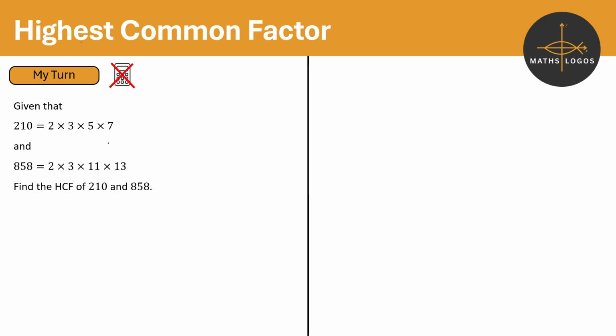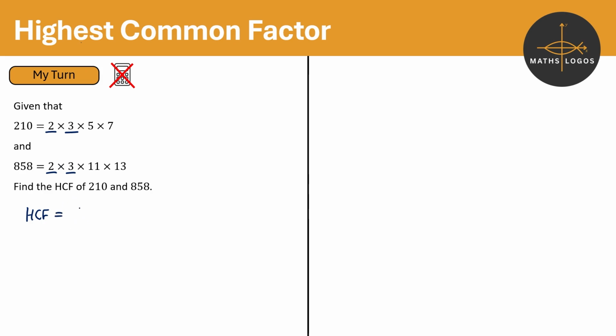What we want to do to find the highest common factor is to identify the prime factors that they share in common. If you notice, they both share a factor of 2 and they both share a factor of 3. We can use their prime factors to construct our highest common factor. If we know they both share a factor of 2 and a factor of 3, it means that they both share a factor of 6.